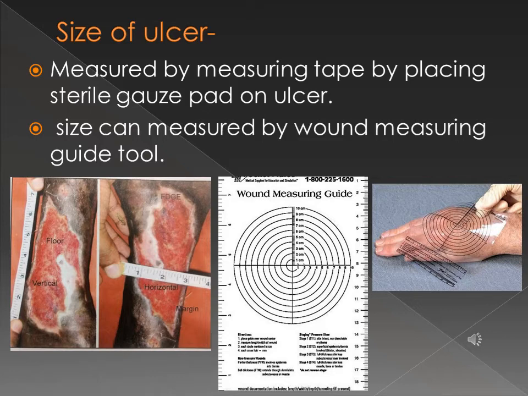It is measured by a measuring tape by placing a sterile gauze pad on the ulcer. Size can be measured by wound measuring guide tools. These are some tools as shown in the picture, which are helpful to calculate the exact size and dimensions of the ulcer.